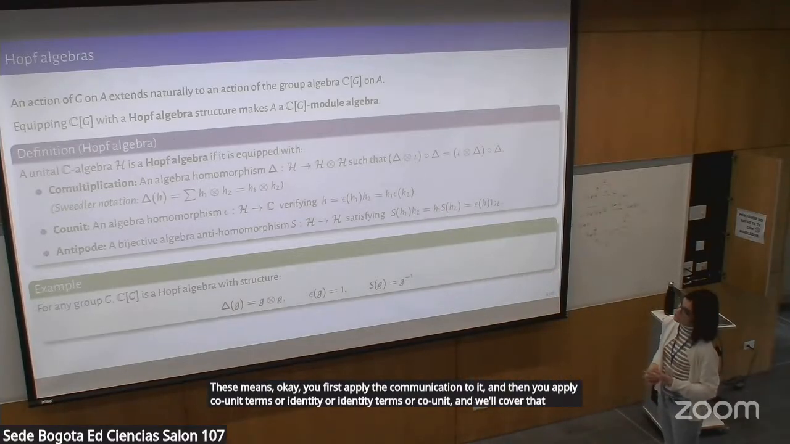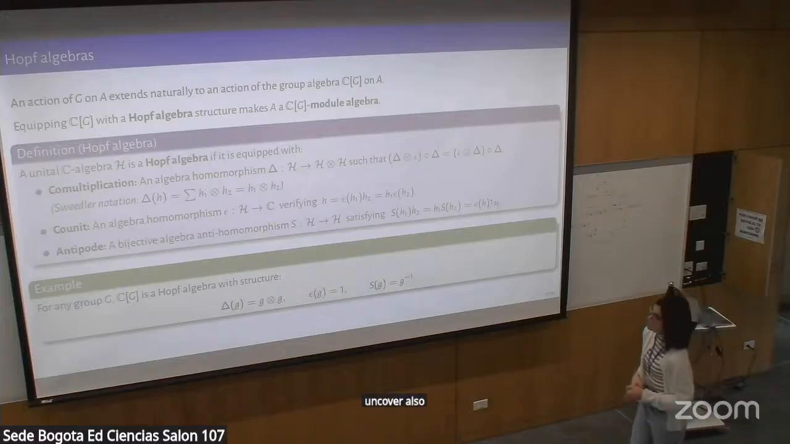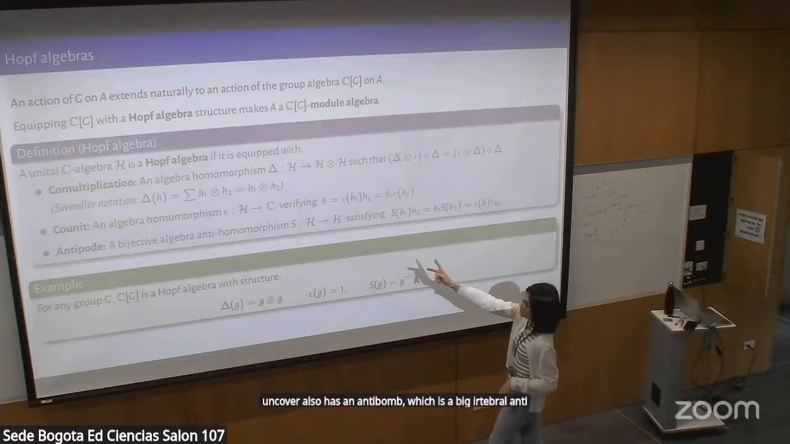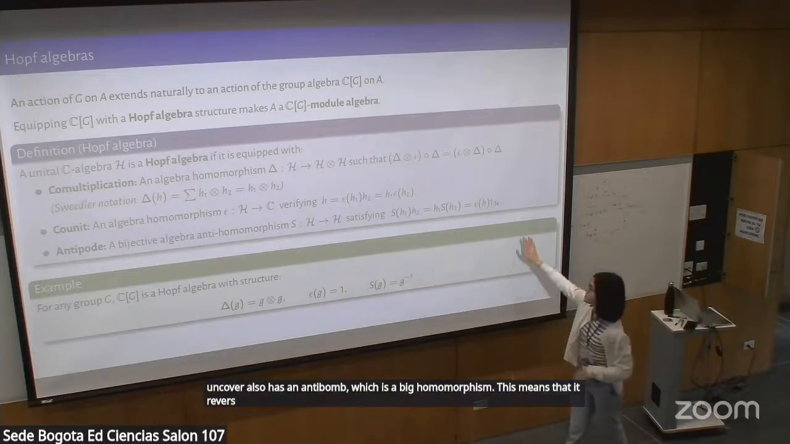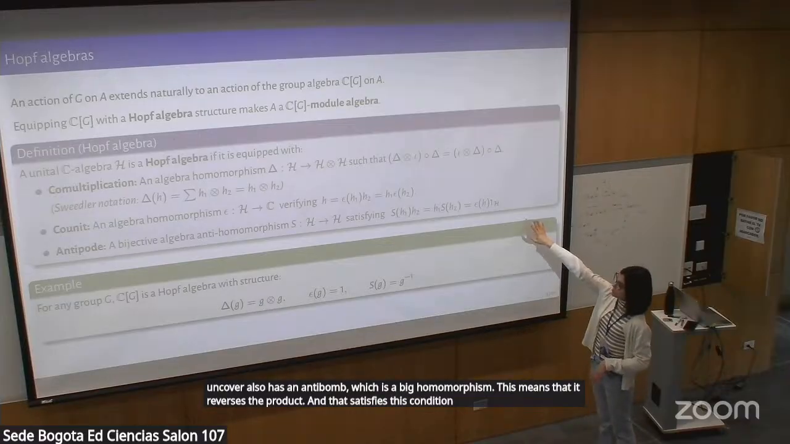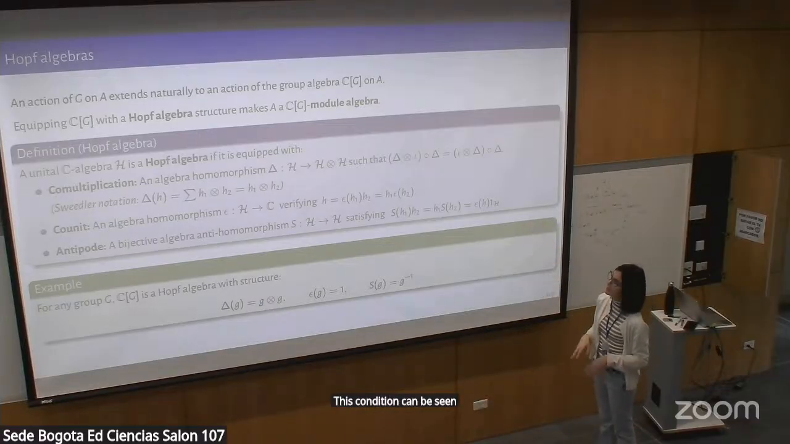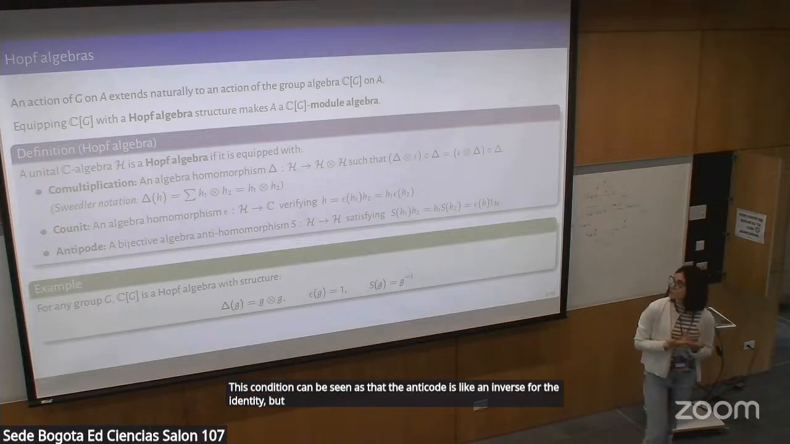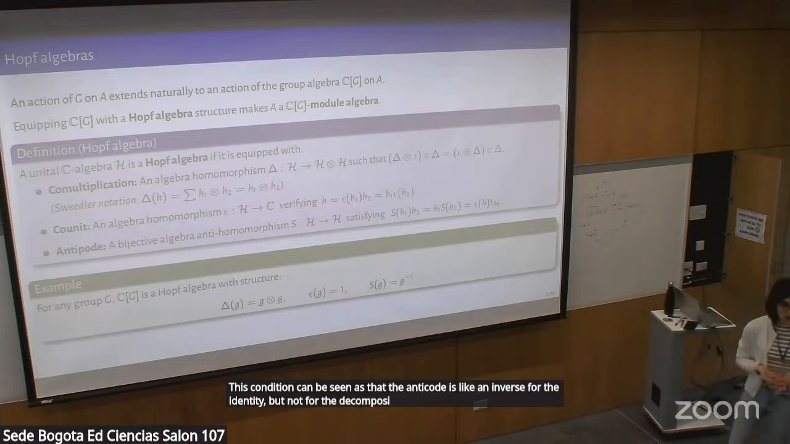And Hopf algebras also have an antipode, which is a bijective algebra anti-homomorphism. This means that it reverses the product, and that it satisfies this condition. This condition can be seen as saying that the antipode is like an inverse for the identity, not for the composition, but for the convolution product.